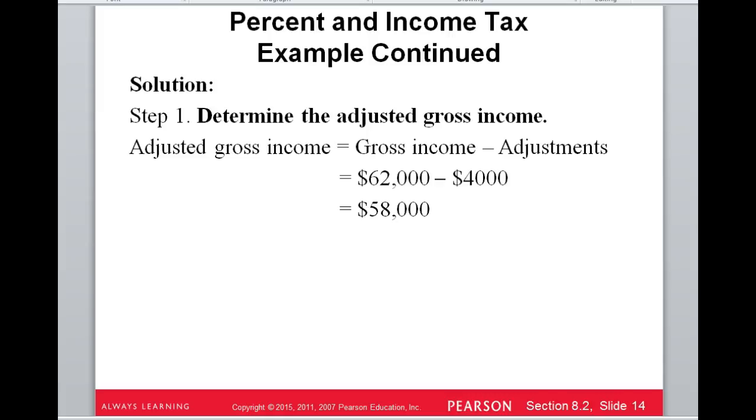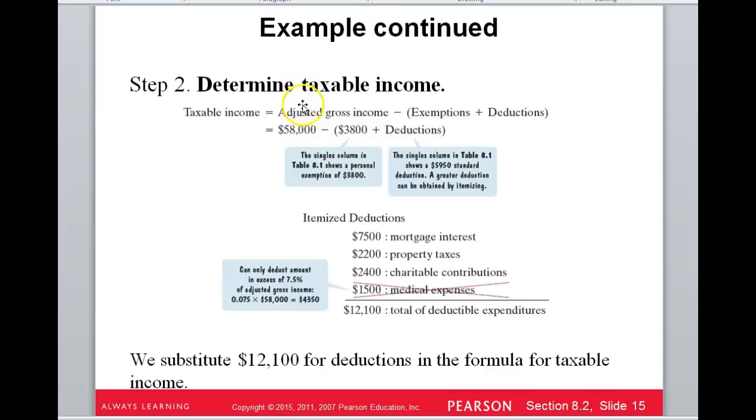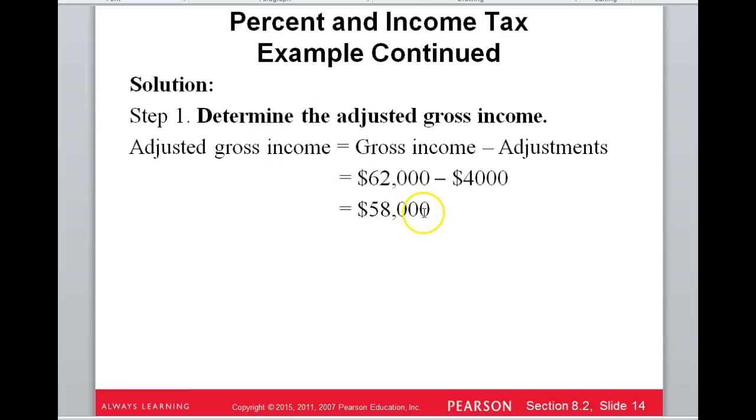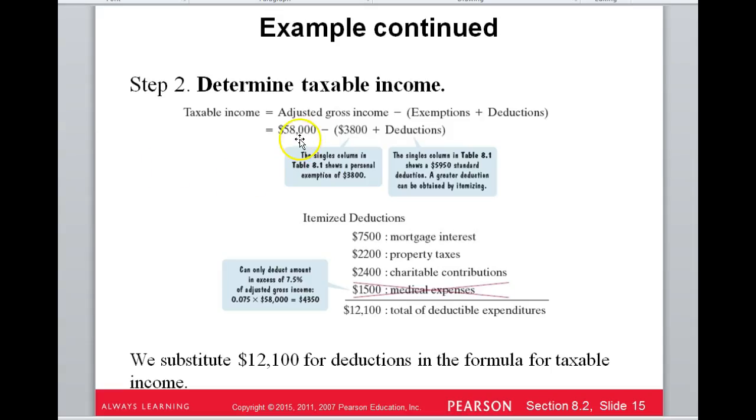All right, and then from there we want to determine the taxable income from her adjusted gross income. So she's got the $58,000 adjusted gross income. We'll start from there, and then we're going to take off her exemptions and deductions. Now, we've got $58,000 that we're starting off with. We're going to subtract off the $3,800. These are her itemized deductions.